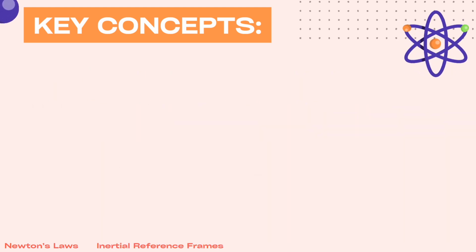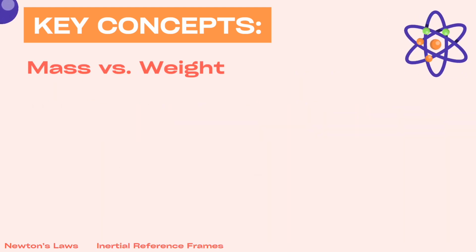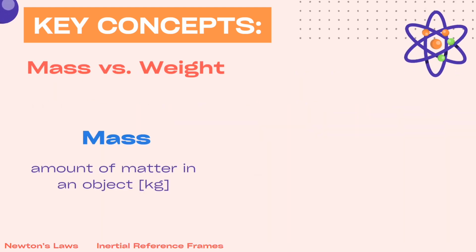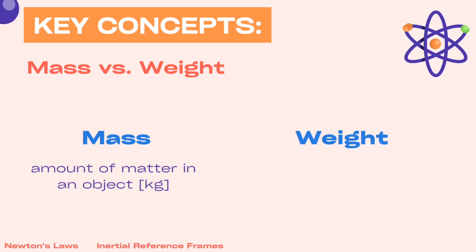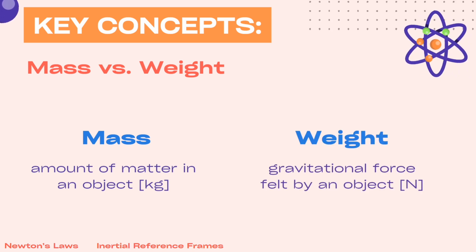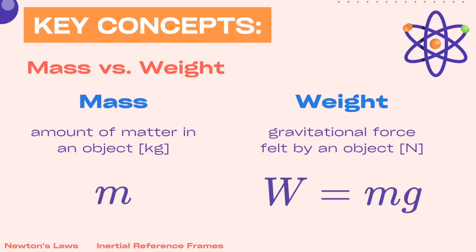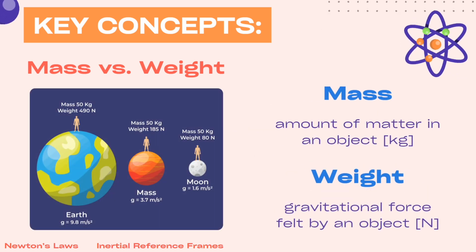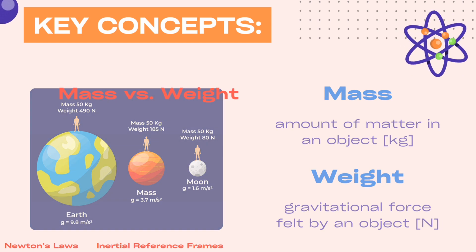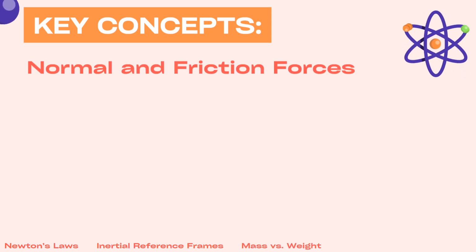Now, next concept, mass versus weight. Mass is the amount of matter in an object and it is measured in kilograms. Weight is the amount of gravitational force felt by an object and it is measured in newtons. Here, we see the difference more clearly. This becomes apparent if we stand on different planets. On each planet, our mass remains the same, but the gravitational force can be weaker or stronger, leading us to have different weights.